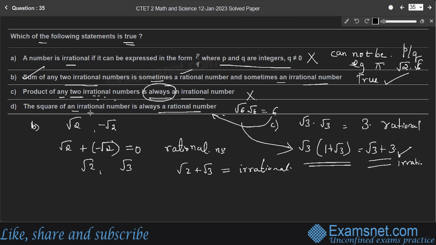But if you take (1 plus root 6) the whole square, you will get (a plus b) whole square, that is 1 plus 6 plus 2 root 6, which is nothing but 7 plus 2 root 6, an irrational number. Whereas in the first case, it is a rational number. Therefore, the square of an irrational number is not always a rational number. Sometimes it is rational, sometimes irrational. So option D is also not true. Therefore, the second statement, option B, is the right answer.